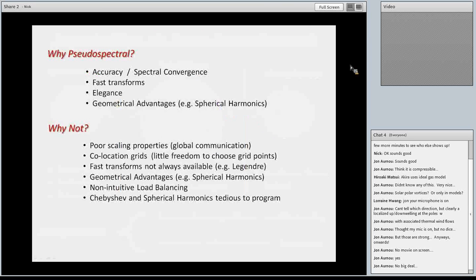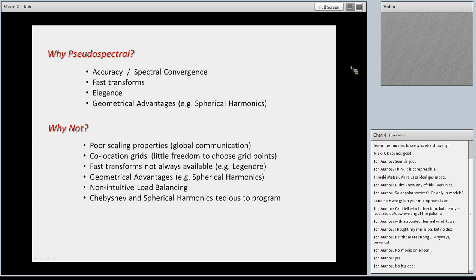So I've already talked a little bit about why you want to do pseudospectral. Well, accuracy and spectral convergence are great. We have fast transforms for some sets of basis functions, but not others. We can do a fast Fourier transform, but we don't have a fast Legendre transform. But it's elegant, right? And it's nice. The spherical harmonics are the natural modes of the sphere, and so they make a lot of things very nice. They just also make some things very expensive.